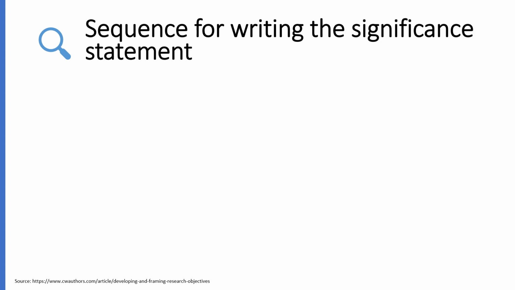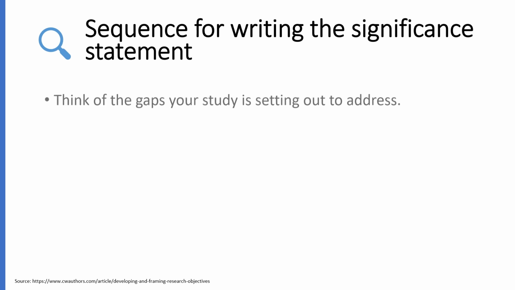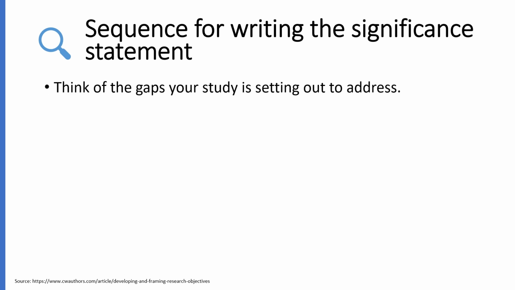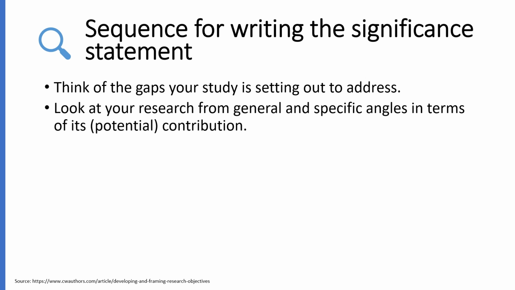In writing your significance statement, you can follow this sequence. First, you can think of the gaps your study is setting out to address. This is the research gap that we have explained a while ago. And look at your research from general and specific angles in terms of its potential contribution. In general, how will your research contribute, for example, to society? In specific angles, maybe you can also check how your research can contribute to a specific group of people, to individuals, or to a community.